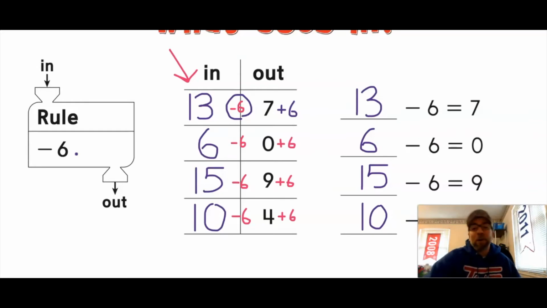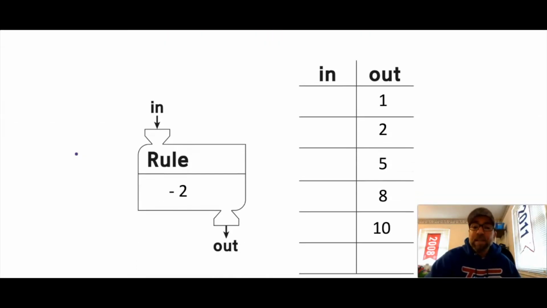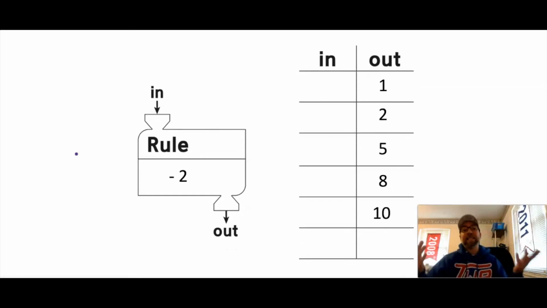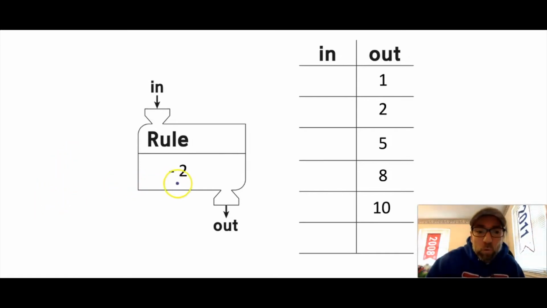Let's clear off our sheet protector and let's try another one. This one is also asking us to find the inbox. What's the in number? And our rule is minus 2. So I'm going to write my rule, minus 2. But remember, since I'm missing my starting point, I'm going to do the opposite of minus. I'm going to do plus 2.